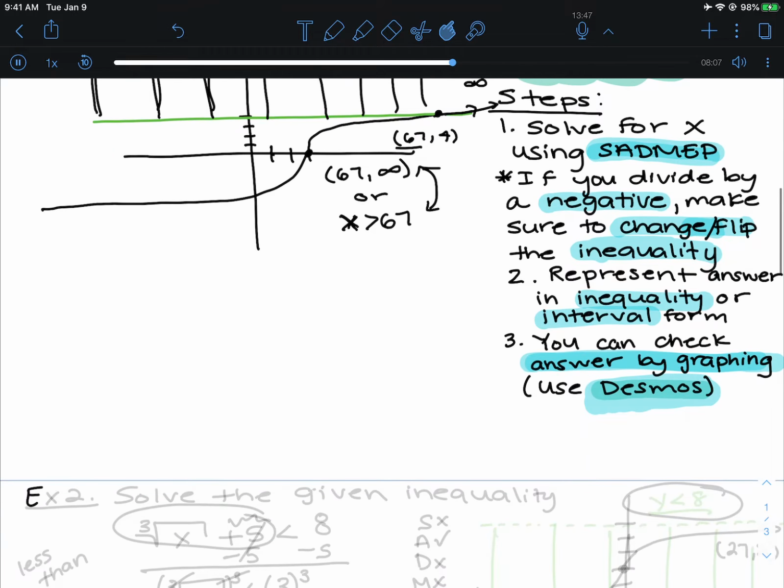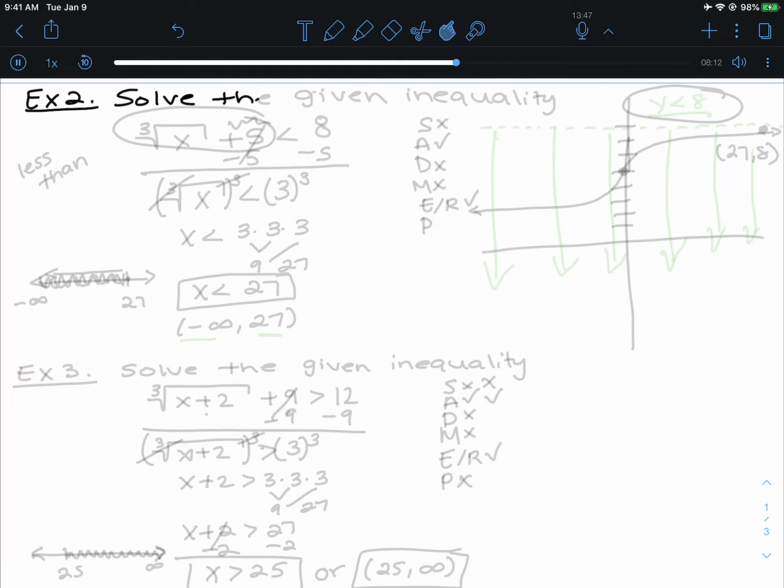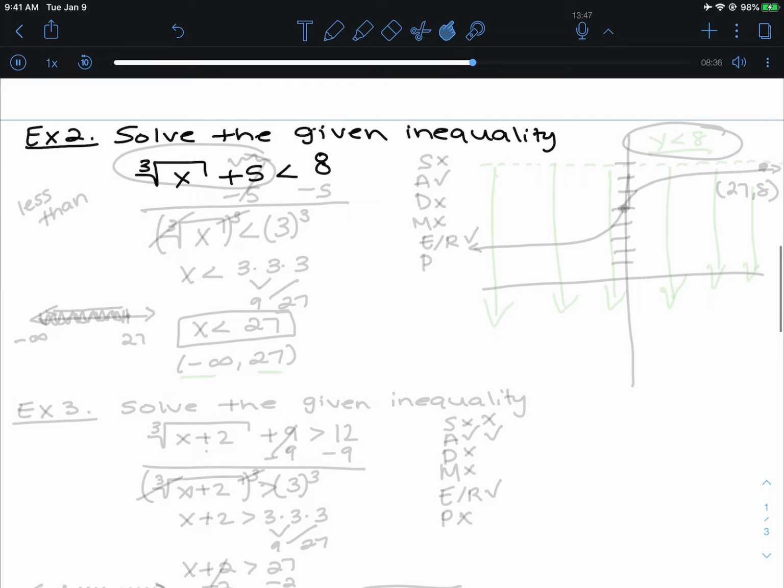Okay, example number 2, we are going to solve the given inequality. We are going to get the cube root of x plus 5 is going to be less than 8. Okay, so that means if it's facing to the right side, it's going to be less than. Okay, so we're going to go ahead and solve this using SWBAT.